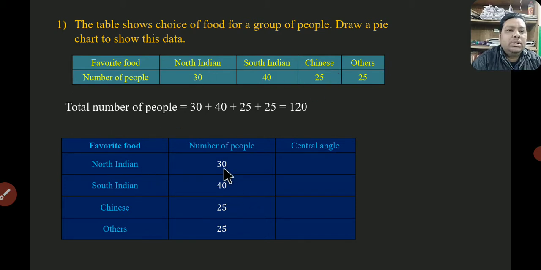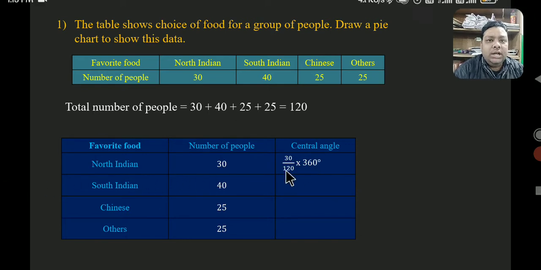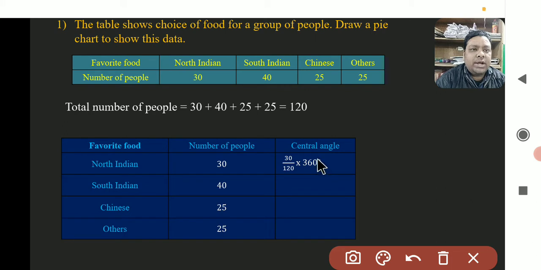Now, what is the formula? Central angle is equal to the value of the component, meaning 30, which we write in the numerator, and the total value, 120, in the denominator, and we multiply by 360. So 30 by 120 into 360. If you solve it, the zeros cancel, then it is 12, 3 times 12 is 36. It means after dividing 360 by 120 we get 3, and 3 into 30 will be 90 degrees.